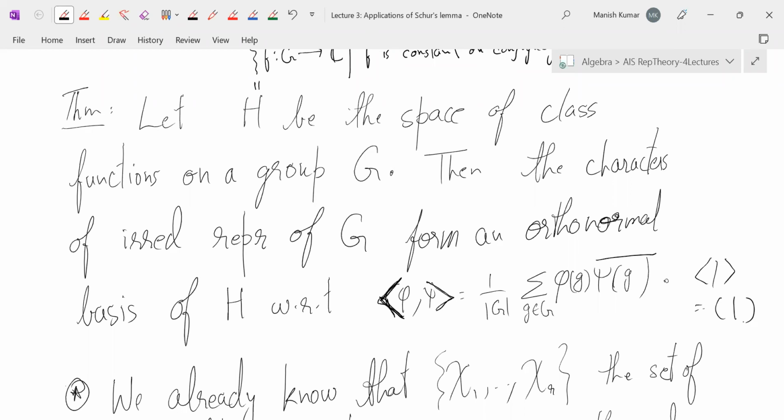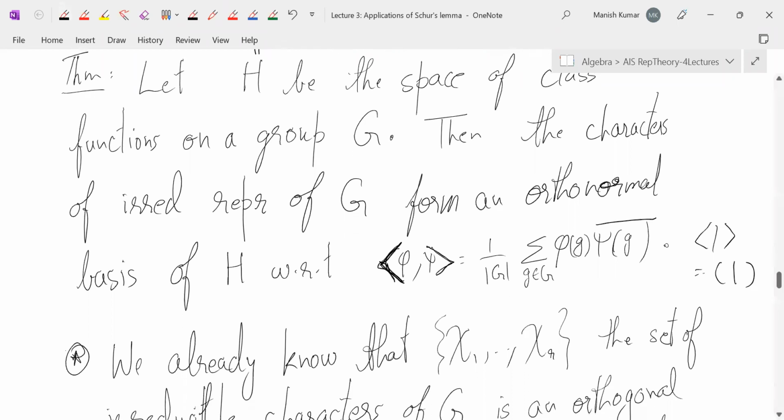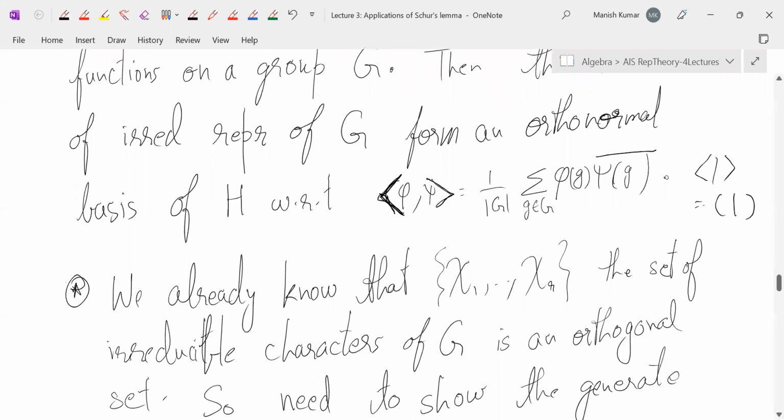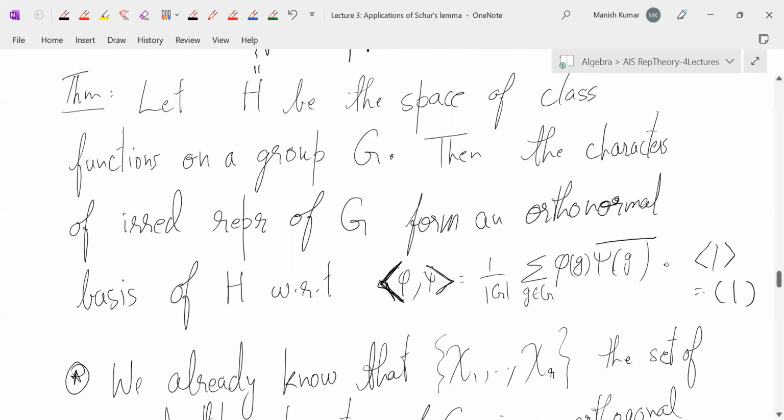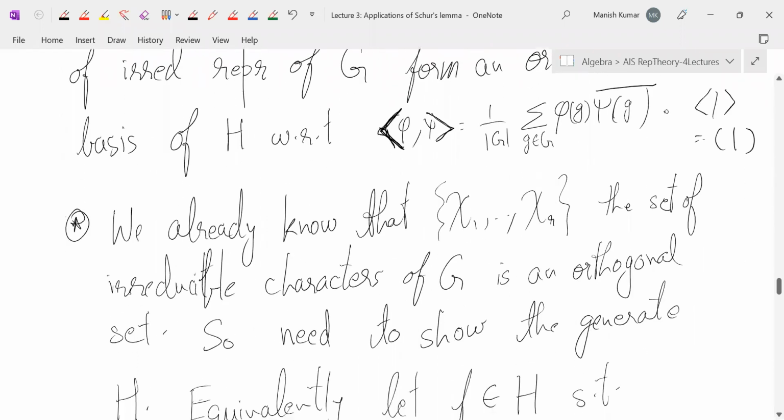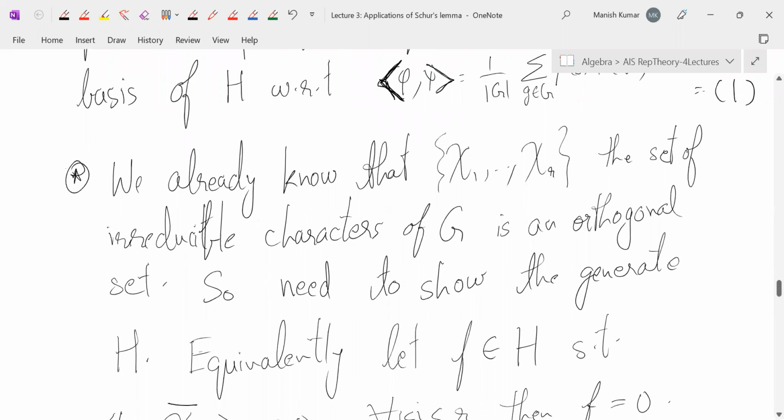By the above theorem we have already seen that the characters are orthogonal to each other, and their norm is 1. So we already know that this set is an orthogonal set with norm 1. All we have to show is that they span the whole of H. If we show that these irreducible characters span the whole of H, then we are done. That will prove that this is an orthonormal basis. So we only need to show that they generate H.